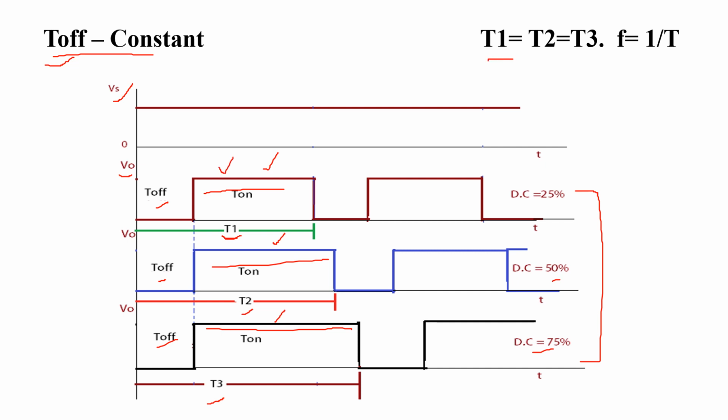Here T1 is not equal to T2 is not equal to T3, means we are using different time periods, and we know frequency is the reciprocal of time period. Here for different time periods we are going to get different frequencies. So this method of control is also known as frequency modulation technique. In this way we are going to control the output voltage of the chopper by using variable frequency control method by making on time of the chopper as constant as well as off time of the chopper as constant by varying the total time period of the chopper.